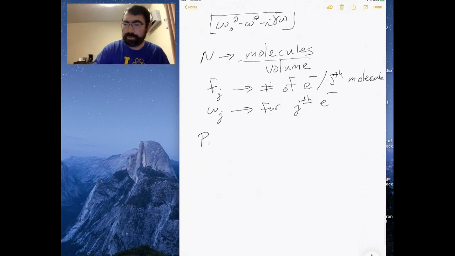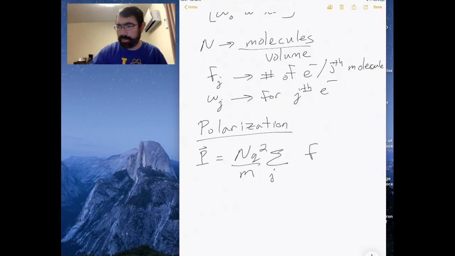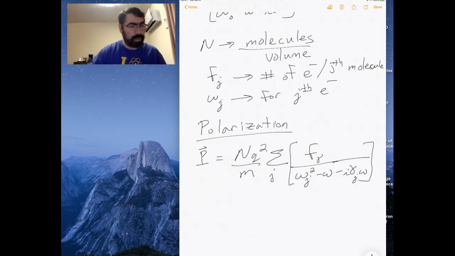Then the polarization vector of the medium would be capital P, nq squared over m, if I can factor that out, summing over the j electrons, f j, divided by omega j squared minus omega squared minus i gamma sub j times omega, times the electric field.